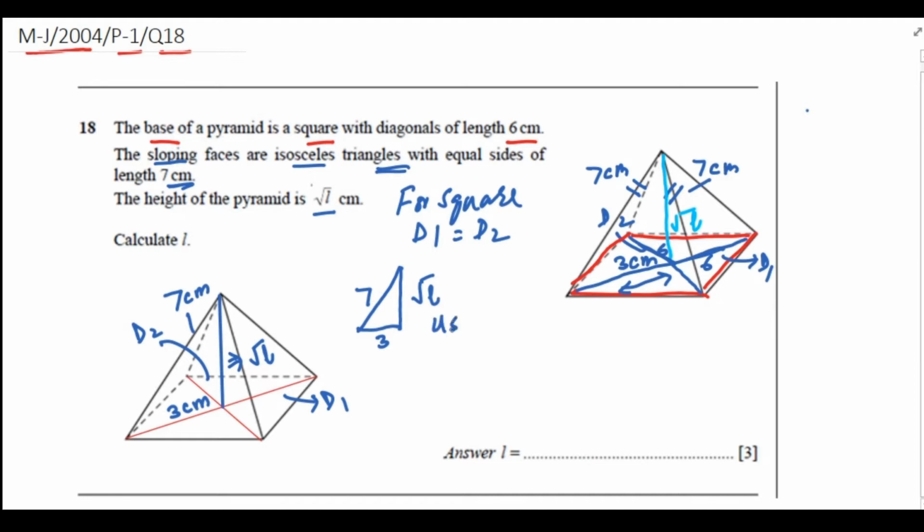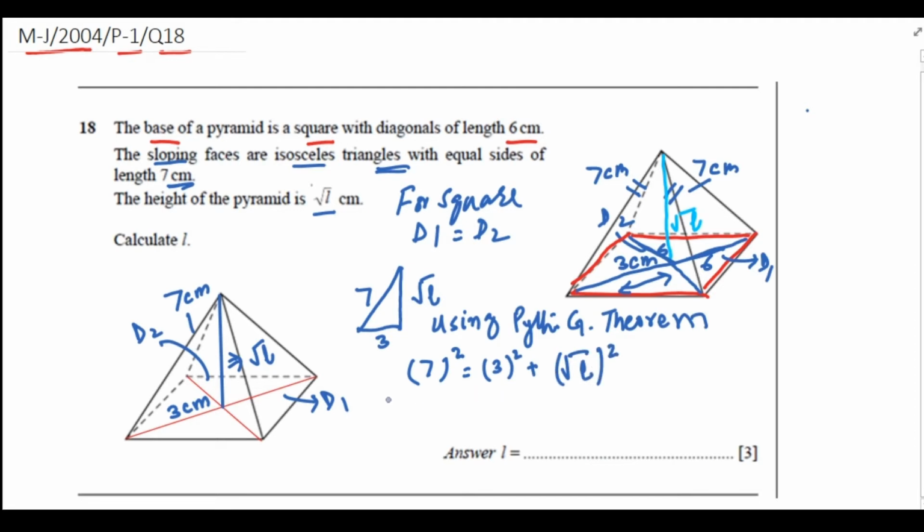Now using Pythagoras theorem, 7 whole square is equal to 3 whole square plus under root L whole square. So this is equal to 49 is equal to 9 plus L. So this implies that L is equal to 49 minus 9, which is equal to 40. So L is equal to 40 is our answer.